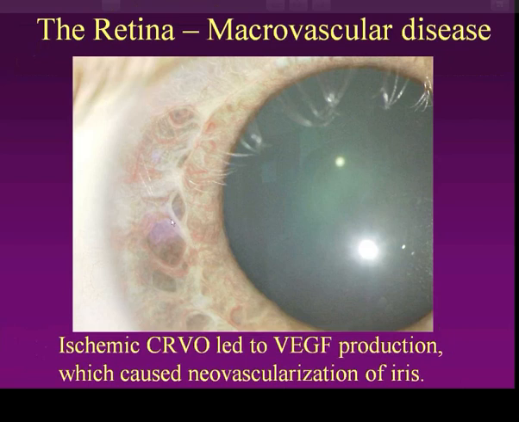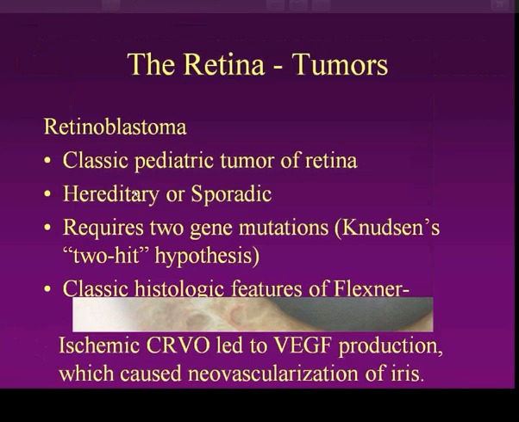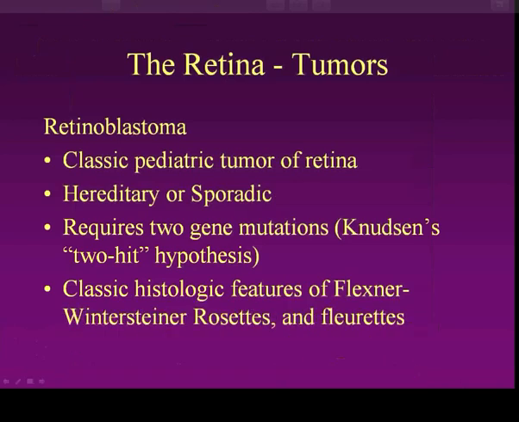Here's some neovascularization of the iris, which will lead to a terrible glaucoma in a person who's had one of these vascular events, neovascular glaucoma. The vessels of the iris are not usually visible. And then, of course, there's tumors.